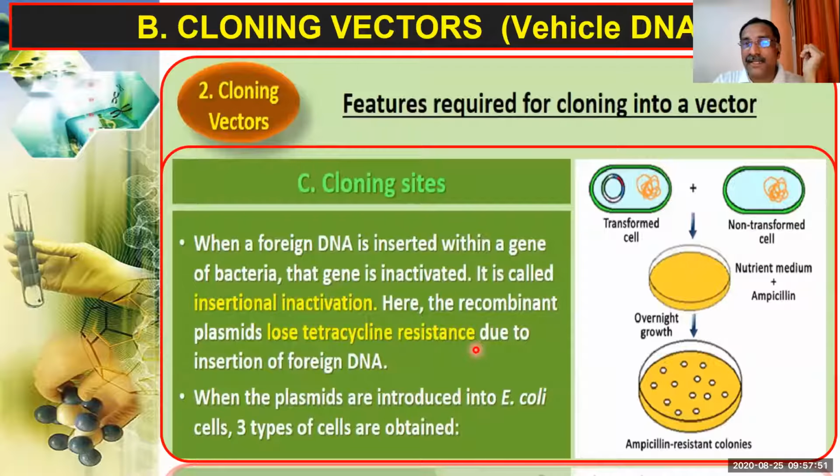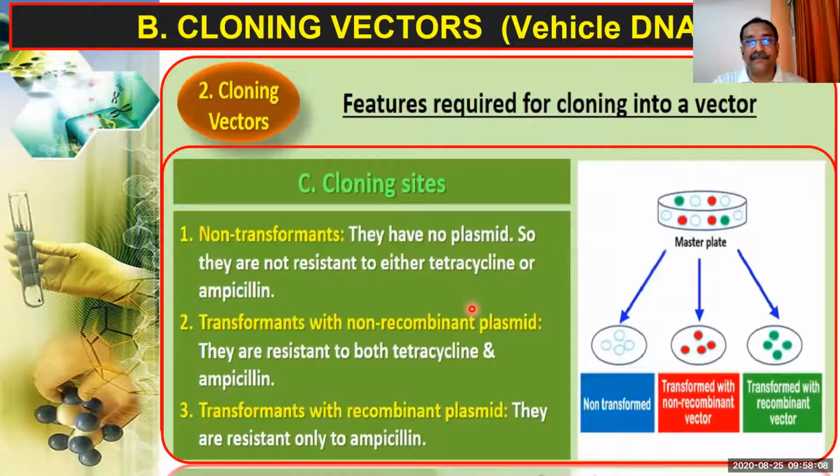Another important point to be remembered is that when you insert a plasmid into a bacterium, especially E. coli, it can produce 3 types of cells. Just look at them. One is the non-transformants. Non-transformants means that the foreign gene is not accepted. And the second is the transformants.